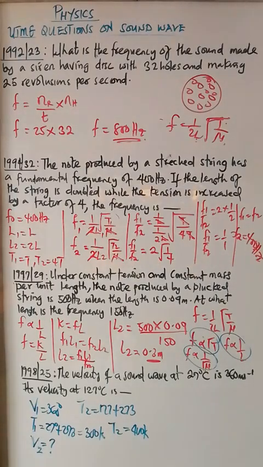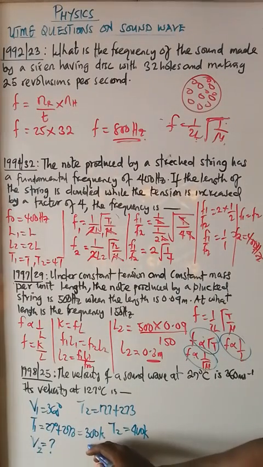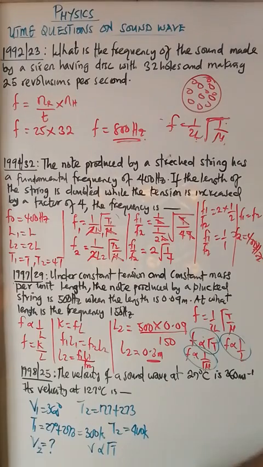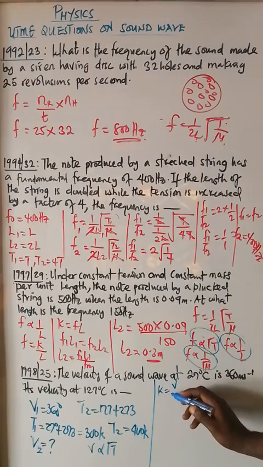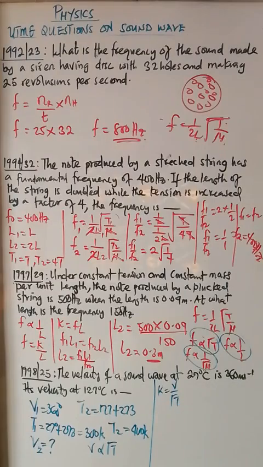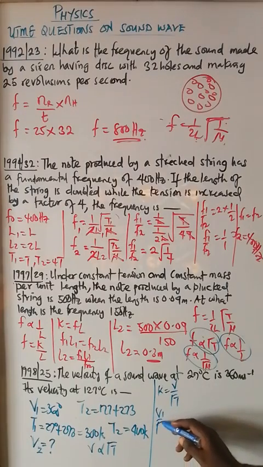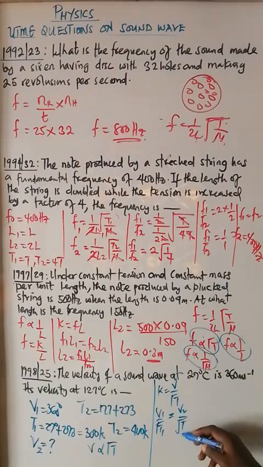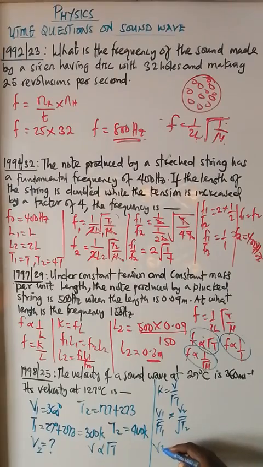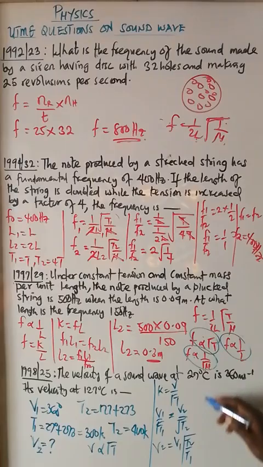So what is the relation? The relation is that the velocity of sound is proportional to the square root of the absolute temperature. During the lecture, I used theta, but it's just a symbol. And from here, it means K equals V over root T. So it means V1 over root T1 equals the same relation again, V2 over root T2. So what do you need? We are looking for V2. From here, V2 equals V1 root T2 over T1.